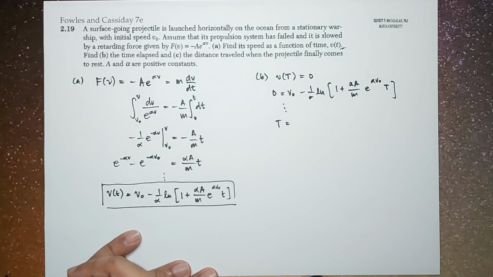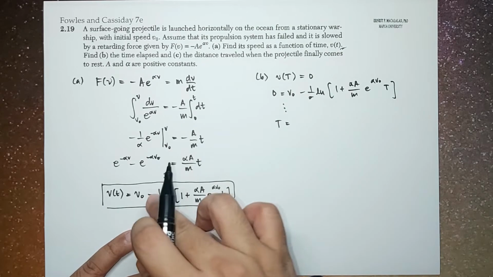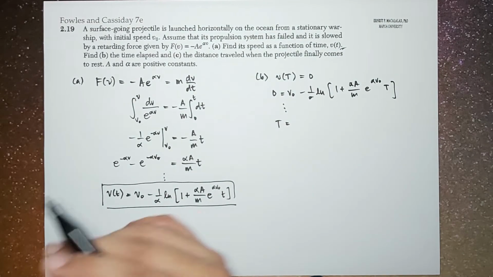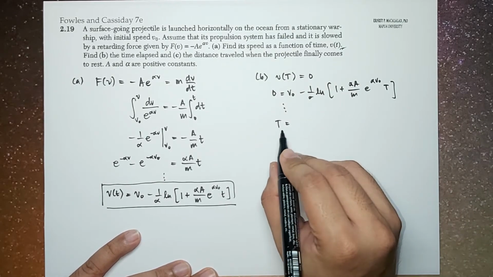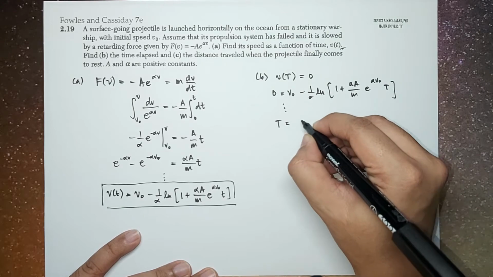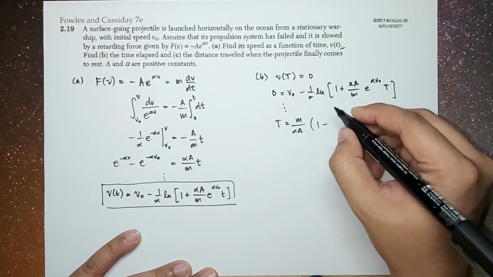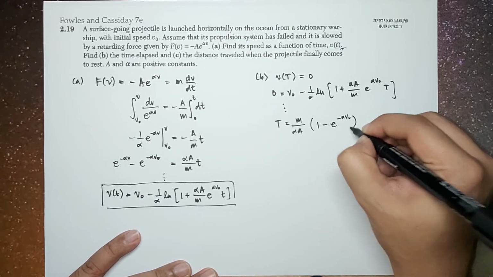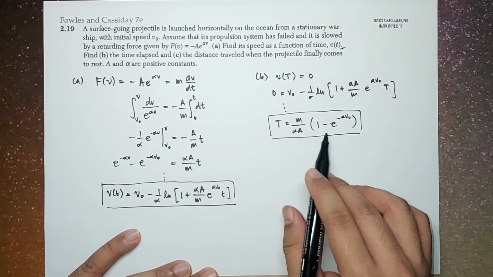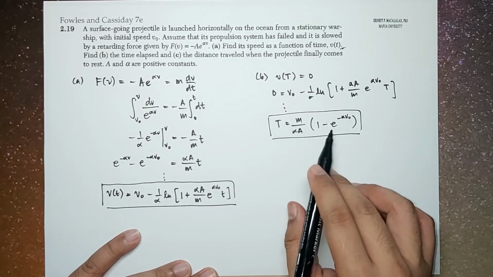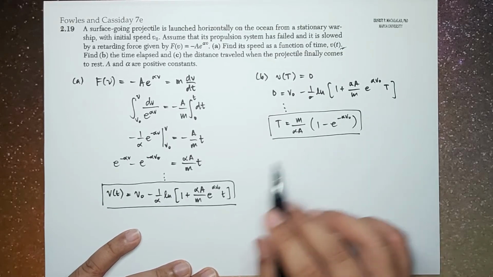Again, the intermediate mathematical manipulation is just simple algebra, and you can do this at home. But the important thing is that the end result, the time elapsed, will now be equal to m over alpha a times 1 minus e to the negative alpha v0. So you will notice that the time is related to the initial velocity.